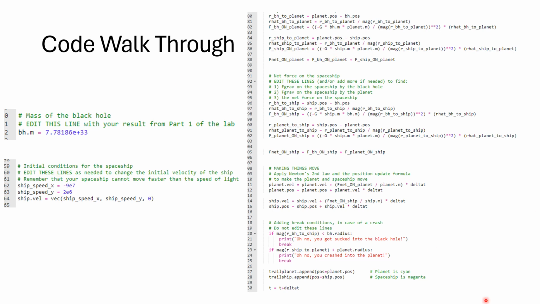Here you can see all my calculations that I put in. So the radius, or vector, from the black hole to the planet, and so on. You can see the force the black hole has on the planet, the distance, the force of the ship on the planet, and then F net on the planet is the force of the black hole plus the force of the ship.